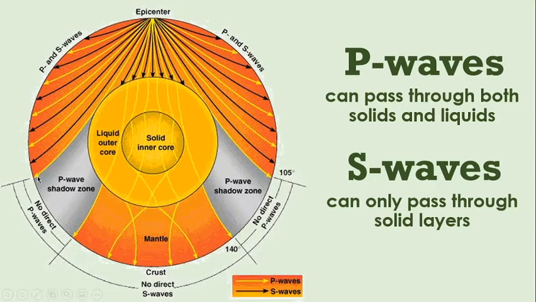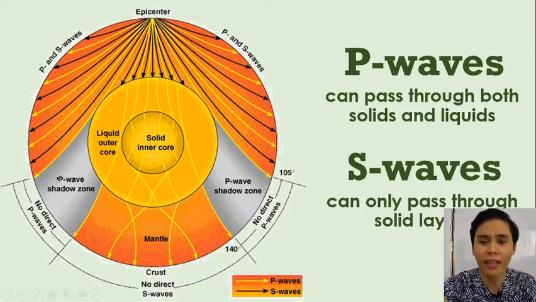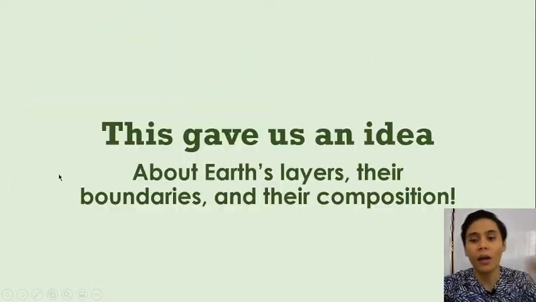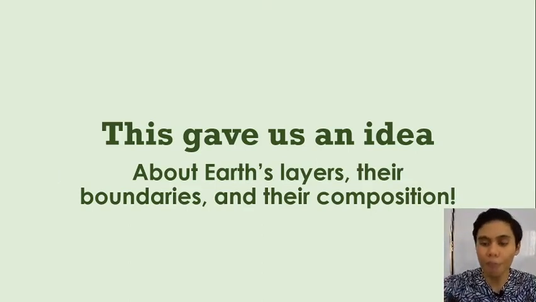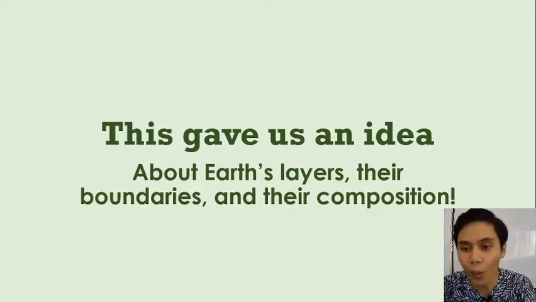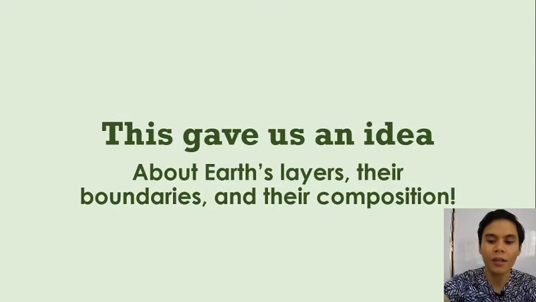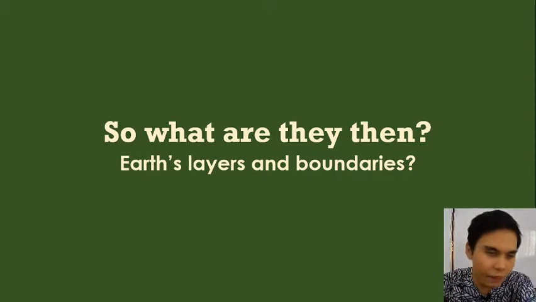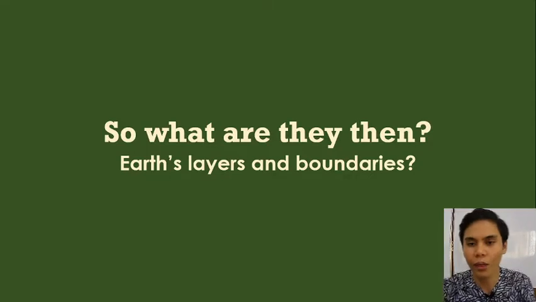So putting together all the clues from how P waves and S waves refract, it gives us an idea of the layers of the Earth and the boundaries of the layers of the Earth. It also gives us an idea of the composition, because the speed of the seismic waves will depend on what the layers are made of. So depending on what they're made of, your speed of the waves will either increase or decrease, making it bend in different ways. So what are they then? If it gives us an idea about layers and boundaries, what are these layers and boundaries? So sit tight, we're going to go through them one by one.